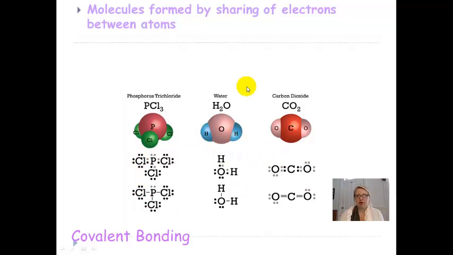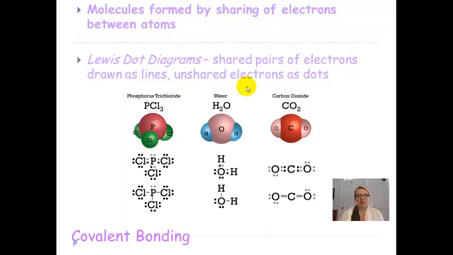So remember that covalent bonds occur between nonmetals. And in order for you to fully understand covalent bonding, you have to be able to draw Lewis dot diagrams, which show shared pairs of electrons as lines and unshared electrons as dots. So you can see down here that the lines are bonded pairs of electrons and the dots are non-bonding or unshared pairs.